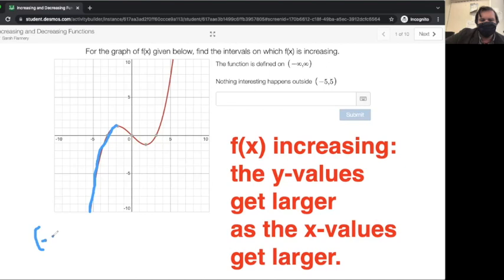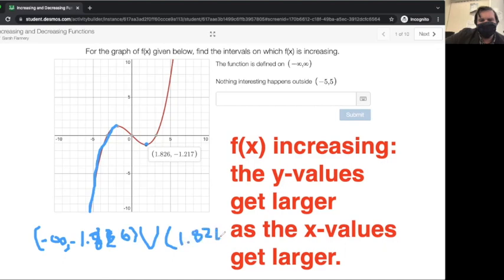So negative infinity to negative 1.826. And then the curve starts decreasing until I get to this point. And then at 1.8, oh, that's negative 1.826. And then I look at 1.826 to infinity because the curve is starting at x equals 1.826. The curve starts moving upwards again. And almost everyone has put that or something that's close to it.